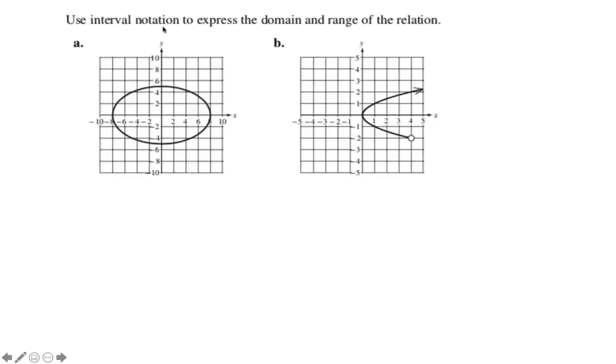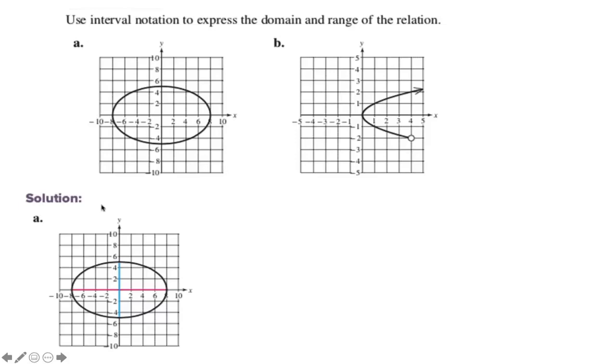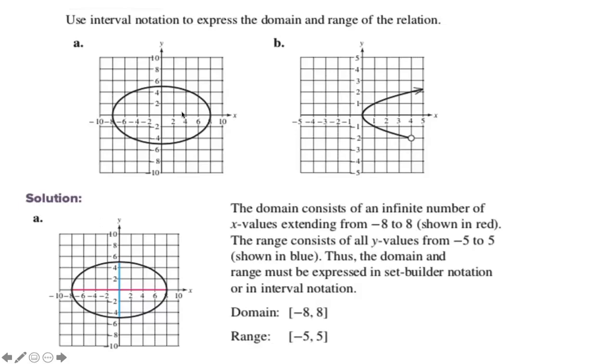Okay, so we can use interval notation to express the domain and the range of this relation. For example, the domain of this relation is all the x coordinates. If you look at all the points in the relation, which is this oval, and look at the x coordinates, they are in this interval. So the x coordinates are from -8 to 8. So that's the domain. And then the y coordinates of all the points are from -5 to +5.